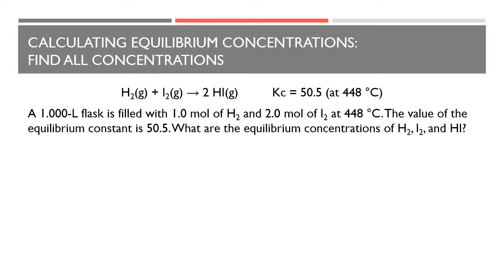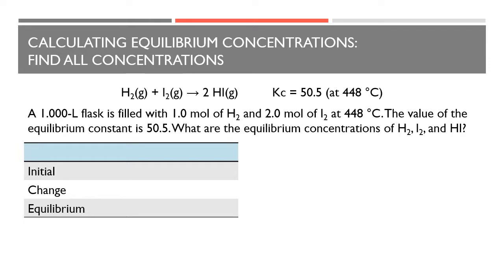All right, here's a slightly different type of problem, but we're still going to be solving for the same thing, the equilibrium concentrations of different products and reactants. So we have a 1 liter flask filled with 1 mole of H2 and 2 moles of I2 at 448 degrees Celsius. So we're going to put our initial concentrations in. Now, the concentrations are in moles per liter. So if I have 1 mole in 1 liter, I have a concentration of 1.0 moles per liter.